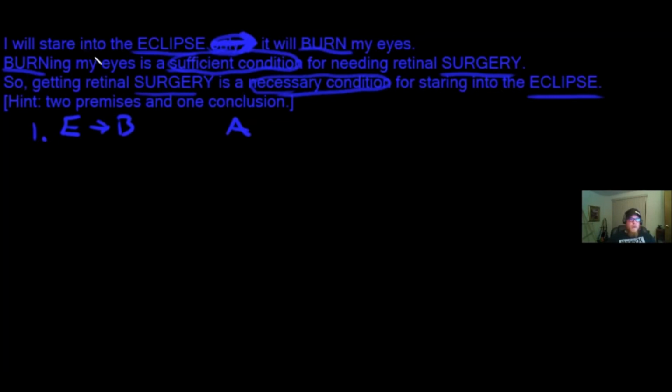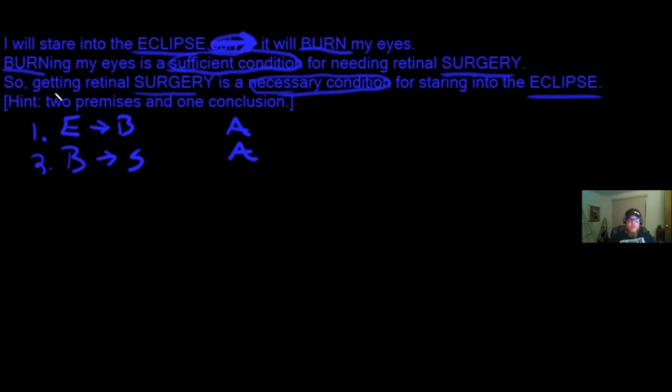Line number 2. Burning my eyes is a sufficient condition for needing retinal surgery. Sufficient conditions go on the left side of an arrow, which means line 2 is going to be an arrow. What's the sufficient condition? Burning my eyes is the sufficient condition. For what? Needing retinal surgery. Assumption number 2.